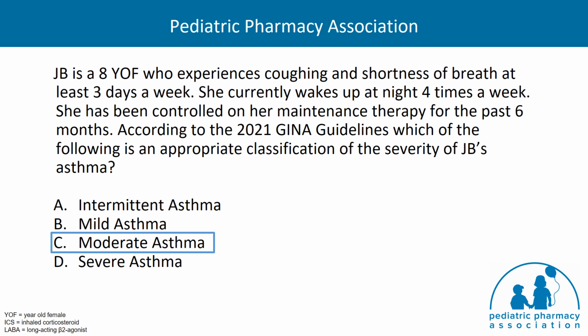The correct answer is C, moderate asthma, and this is due to the frequency of JB's symptoms. She has shortness of breath at least 3 days a week and wakes up at night at least 4 times a week, placing her into the moderate asthma classification.